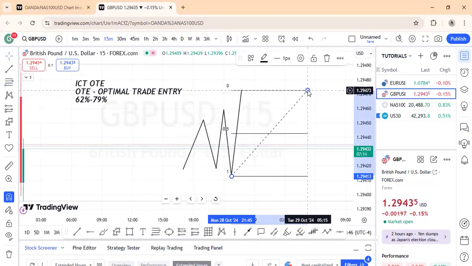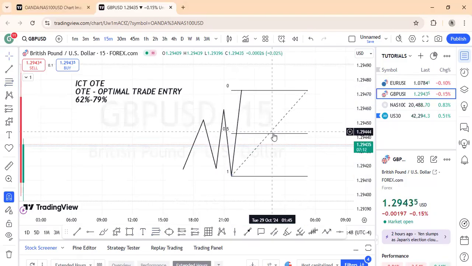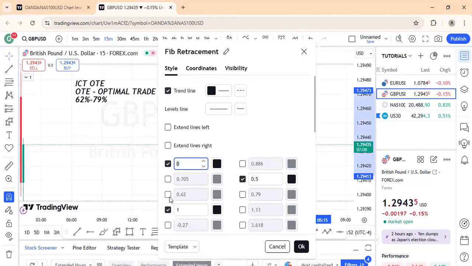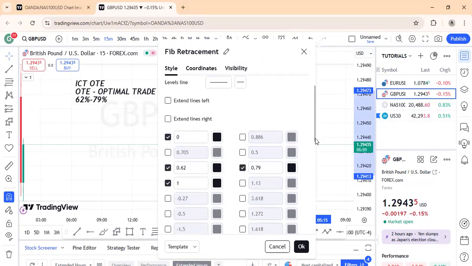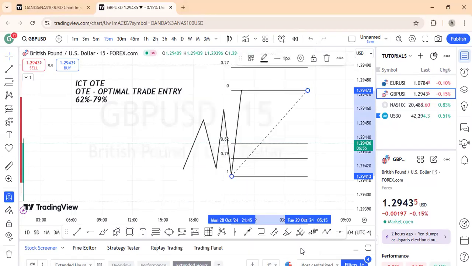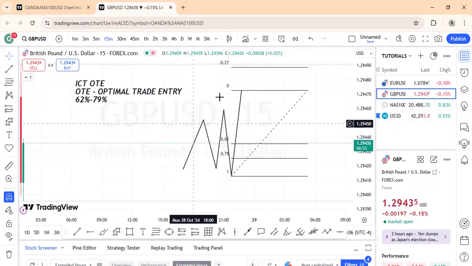When you plot your Fibonacci tool, what's the next thing you do? Remember, I told you to pay attention to 62. So you come to your fib levels, remove 50, activate 62%, then activate 79, and then activate one more level, which is the minus 0.27. Now, I'll tell you why that 0.27 is there.